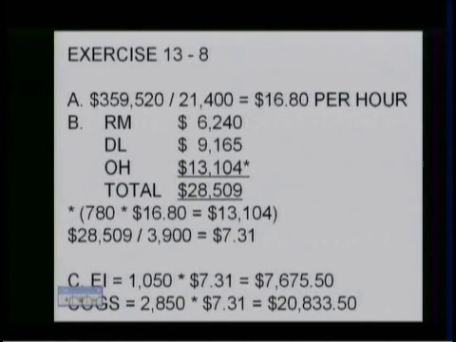If you assume there were 1,050 pairs of gloves in ending inventory, you simply take your cost per pair of glove, which we said was $7.31, multiply that by the 1,050 gloves in ending inventory to get $7,675.50, and then your cost of goods sold would be the 2,850 that you sold times the $7.31 cost for $20,833.50. So that's how you do overhead application. Estimated overhead divided by the driver. Well, let's do one more like that.